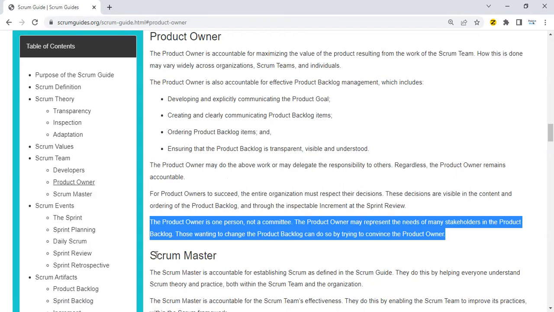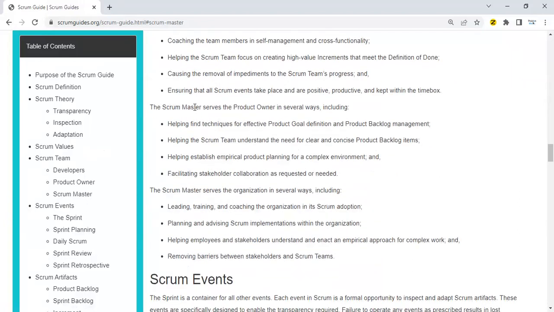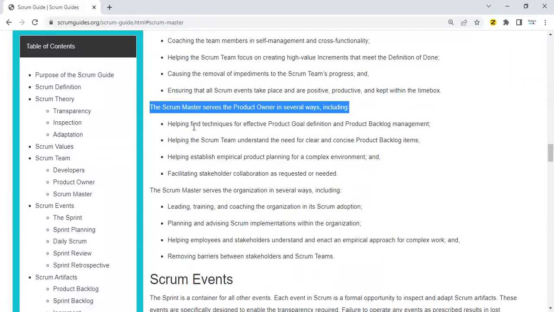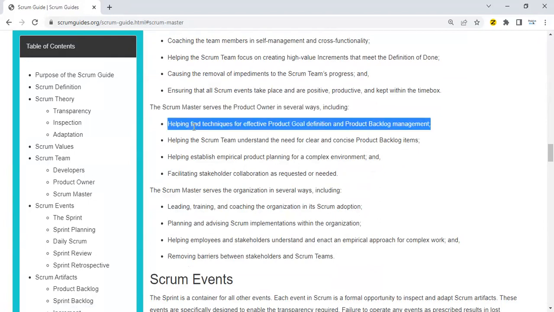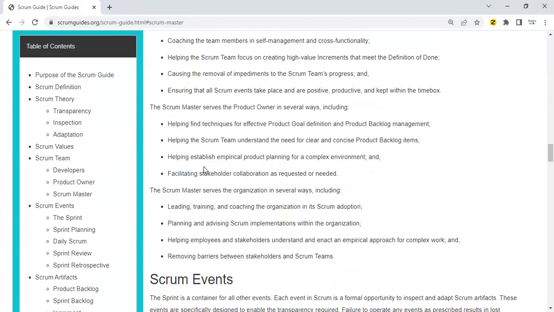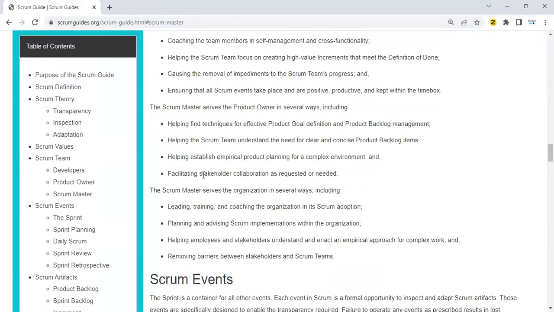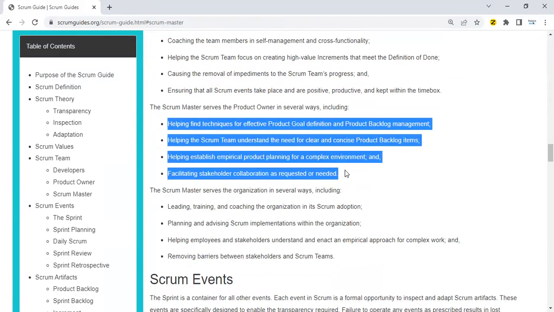So going down to the Scrum Master, and you see how the Scrum Master serves the product owner, it helps you better understand that relationship between them. So Scrum Master serves the product owner by helping find techniques for effective product goal definition and product backlog management, helping the Scrum team understand the need for clear and concise backlog items, helping establish empirical product planning for a complex environment, however they want to do the empirical product planning, and facilitating stakeholder collaboration as needed or as requested. So knowing that interrelationship between the product owner and the Scrum Master, it helps a whole lot.